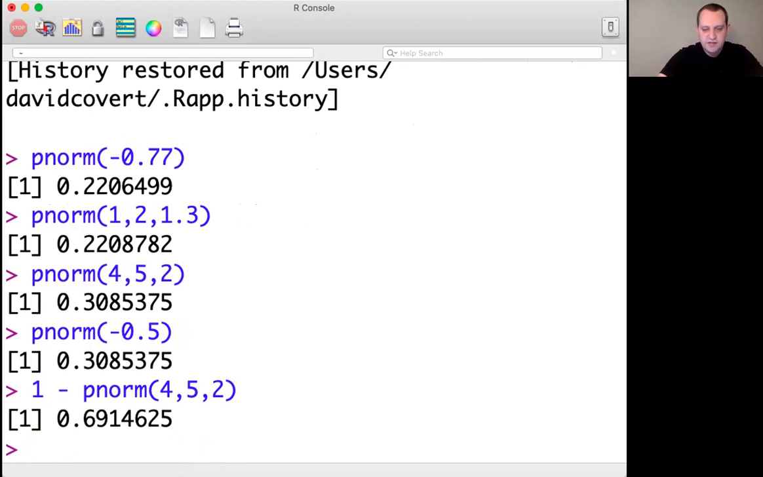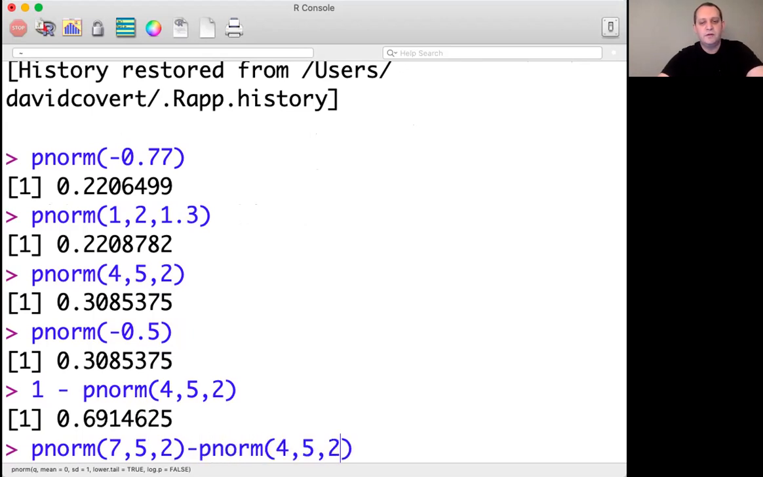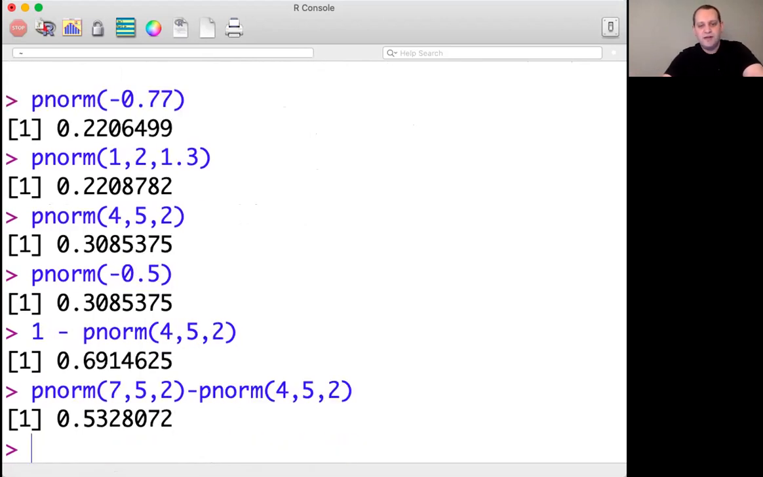And likewise for the second one, if we wanted to find the probability that a randomly selected value is between 4 and 7, we took the area up to 7 minus the area up to 4, and that difference was 0.5328, just like we found. Okay, so this is one way that we can use R to our advantage here. R really makes these problems much nicer, much faster, much easier.